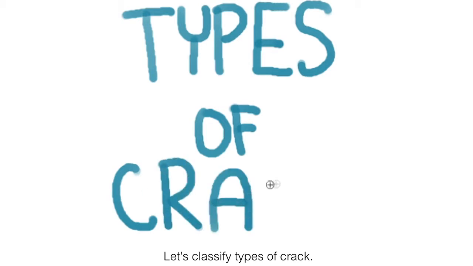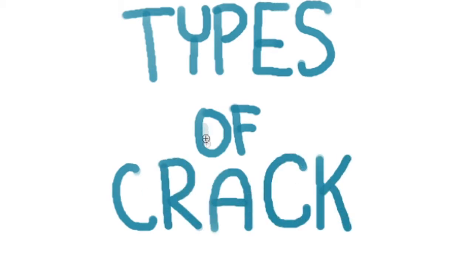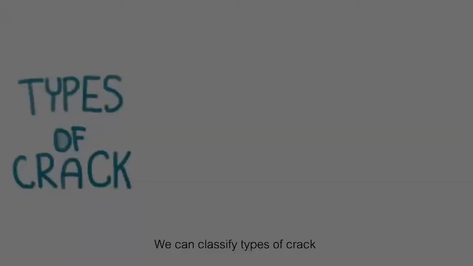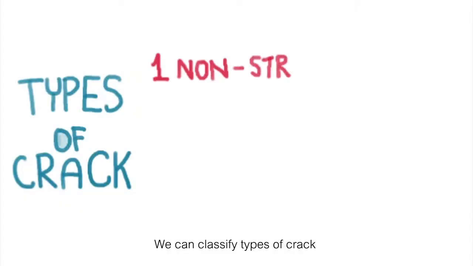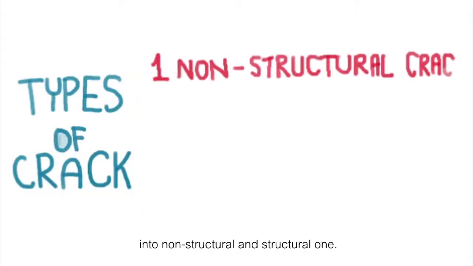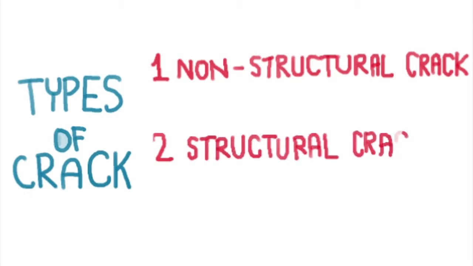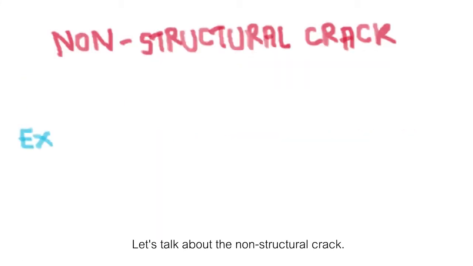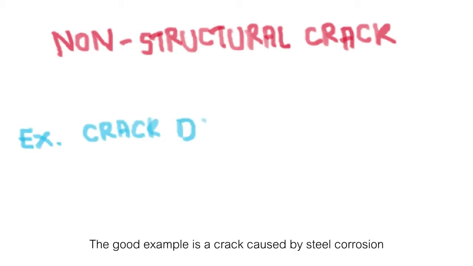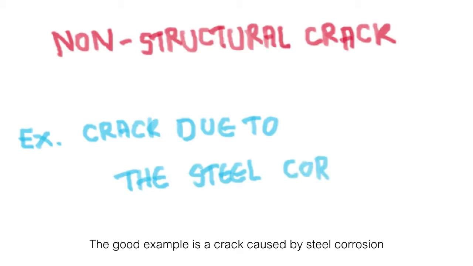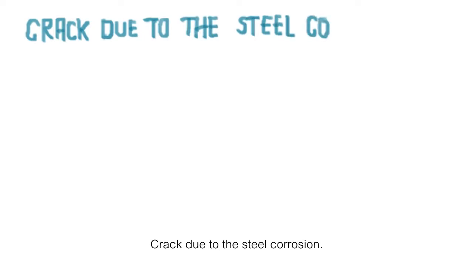Let's classify types of crack. We can classify types of crack into non-structural and structural ones. Let's talk about the non-structural crack. A good example is a crack caused by steel corrosion. Crack due to the steel corrosion.